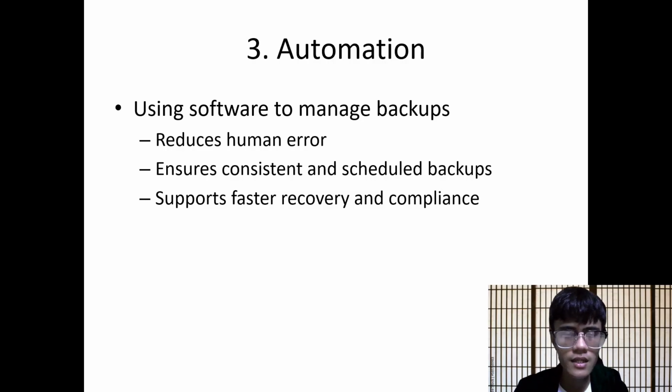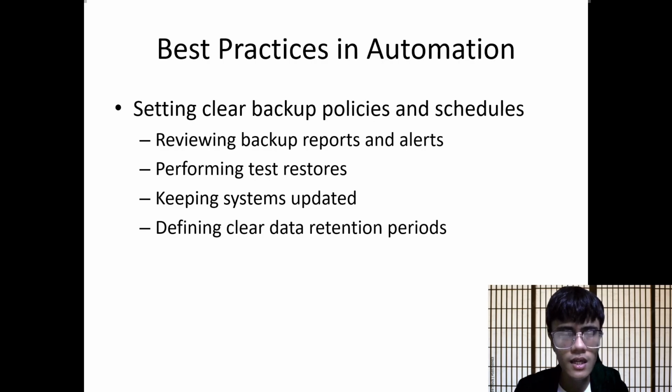Examples of best practices in automated backup management include setting clear backup policies and schedules, reviewing backup reports and alerts, doing test restores to ensure data integrity, keeping software and systems updated, and defining clear retention periods based on business needs. Automation supports the idea that businesses use technology to increase productivity and reduce risk.